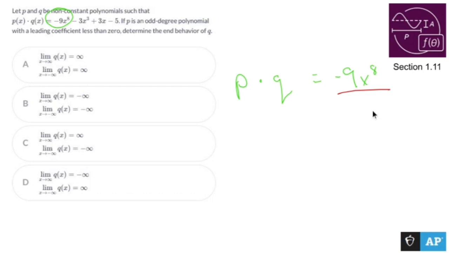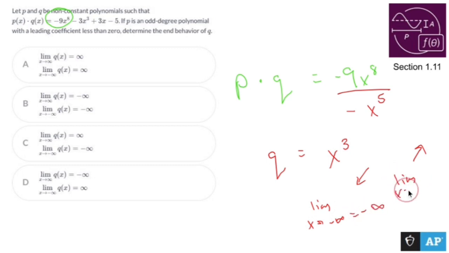I'm going to divide out an odd degree, so let's just make one up, x to the 5th. And the leading coefficient is less than 0, so negative x to the 5th. It could be x to the 3rd, it could be x, it could be x to the 7th. It doesn't matter because q is going to give me the end behaviors that I want anyway. So if I just do this, q is going to end up being positive x to the odd power. Either way, the left side looks like that, the right side looks like that. So the limit as x approaches negative infinity is also going to be negative infinity, and the limit as x approaches infinity is going to be infinity.